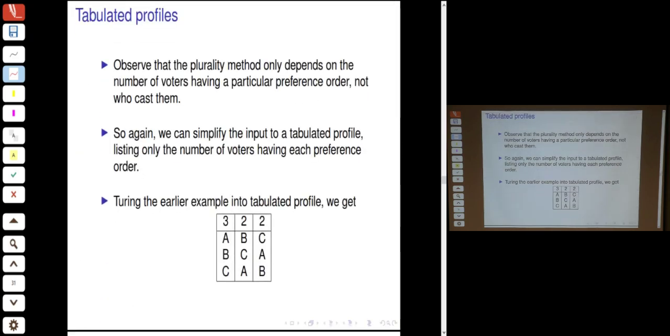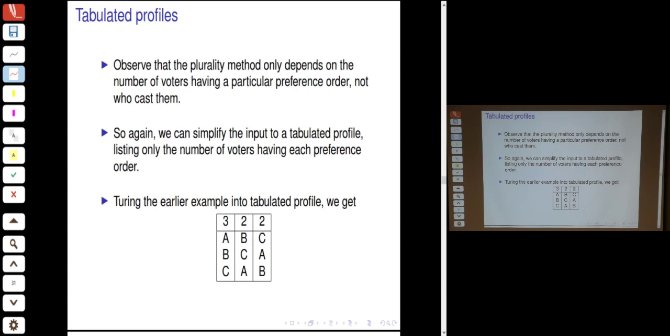Let us now go into tabulated profiles for more than 2 candidates. The plurality method, just like the simple majority method for 2 candidates, depends only on the number of voters having a particular preference order and not on who cast them.